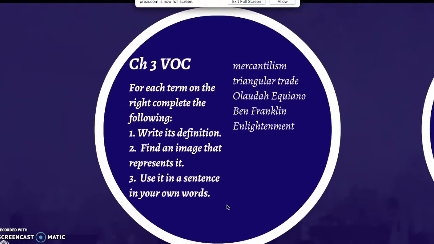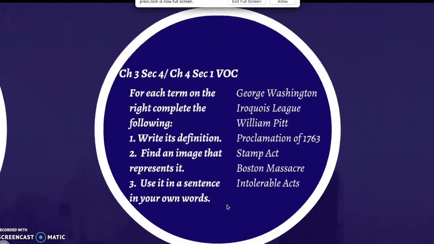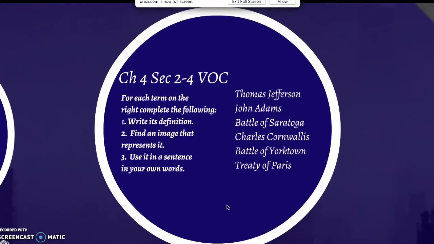Now, as you go forward, there are some vocabulary assignments in the independent folders, and these are some of those terms. All right, so let's get started and have some fun.